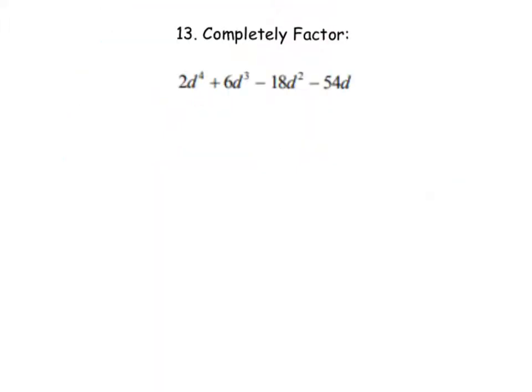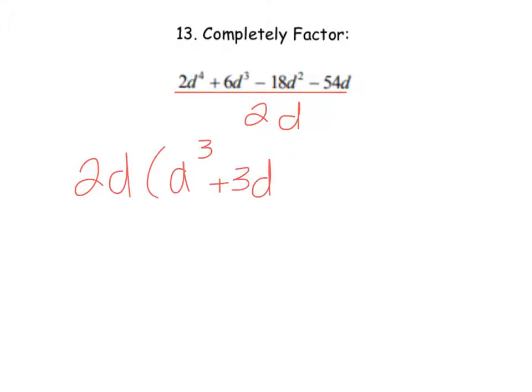This question asks you to completely factor. The first thing you should always think of is GCF. And there's actually a GCF here. It's 2d. When you take that out, you actually end up getting d cubed plus 3d squared minus 9d minus 27.